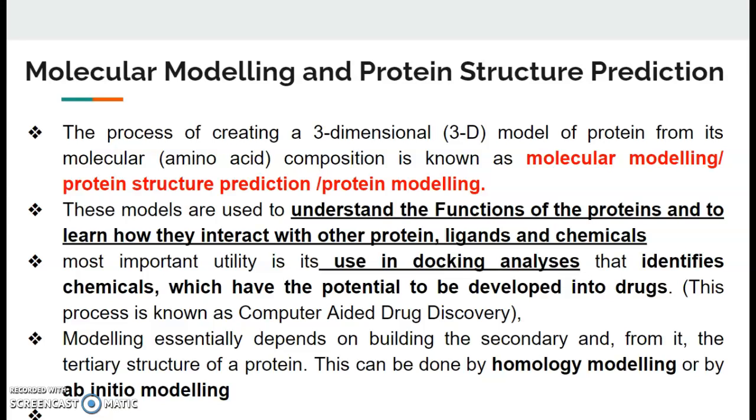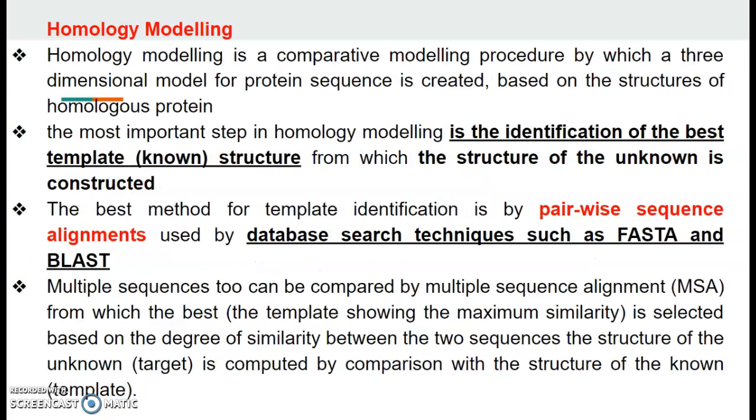For modeling, we build from the primary structure to the secondary, and from the secondary to predict the tertiary structure of a protein. This can be done by homology modeling and also by ab initio modeling. We will not be speaking about ab initio modeling today because in your syllabus only homology modeling is given. Homology modeling is one type of molecular modeling. So what is homology modeling?